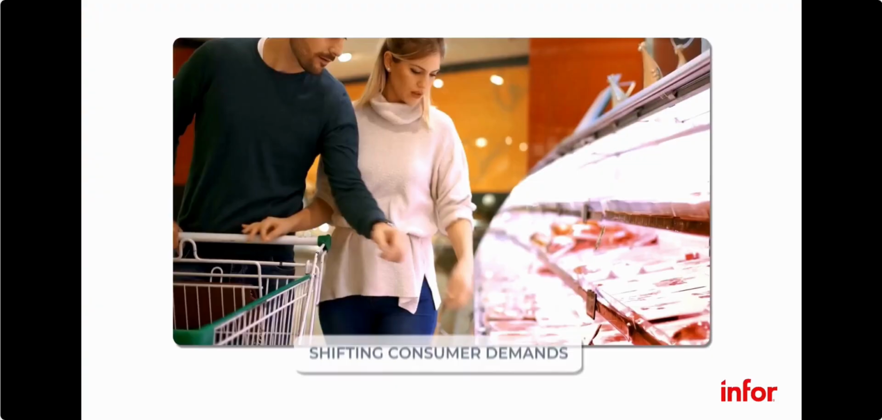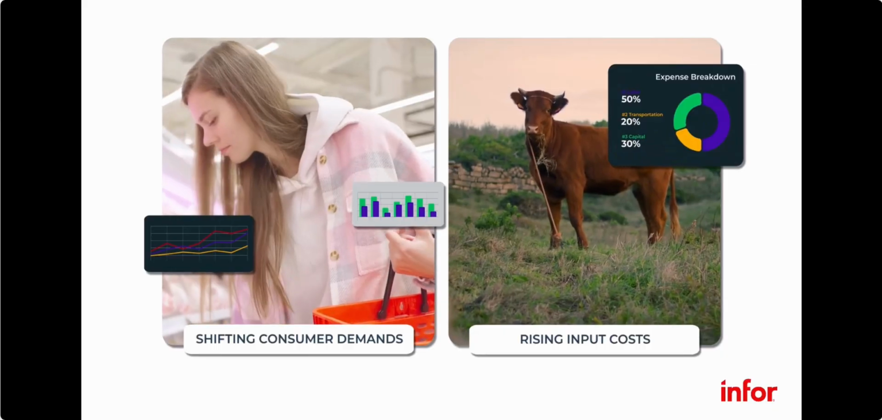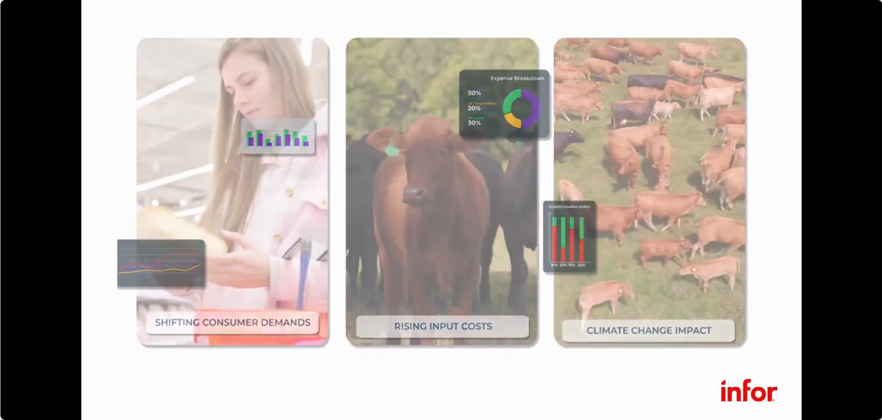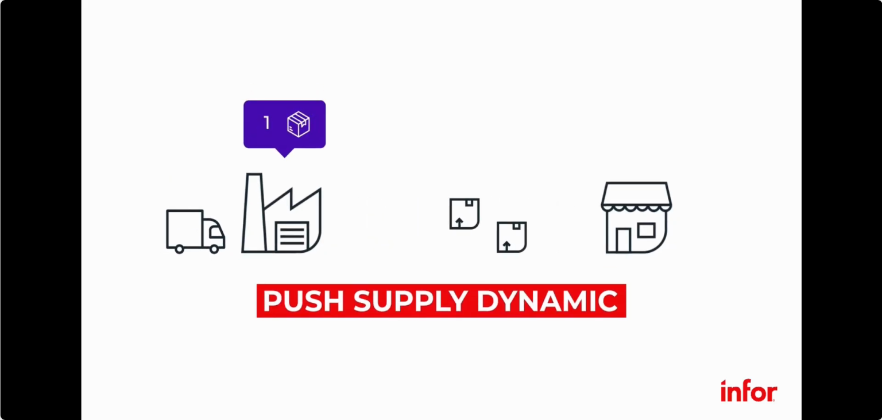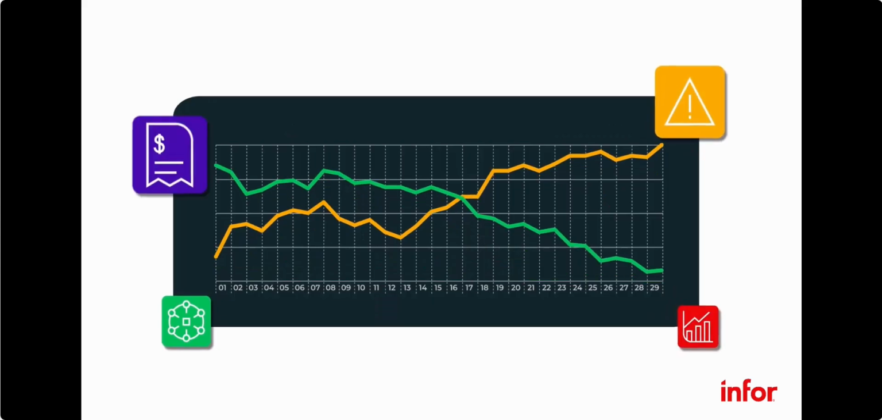The food and beverage supply chain is subject to specific challenges, from shifting consumer demands to rising input costs and the growing impact of climate change. For protein processors, the complexity goes even deeper. Managing both push-pull supply dynamics and disassembly processes adds unique complexity.